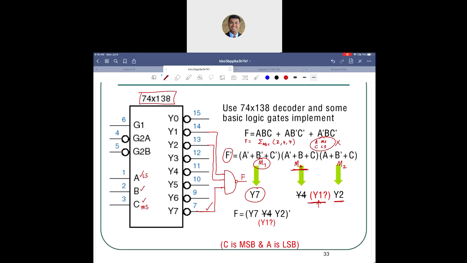You guys see how we have implemented this. We have connected A here, B here, C here. I've connected 1 here, 0 here, 0 here, and I've left all these connections unused. I've taken only pin number 14, pin number 13, and pin number 7, connected those to a NAND gate, a 3-input NAND gate, and the output is F.